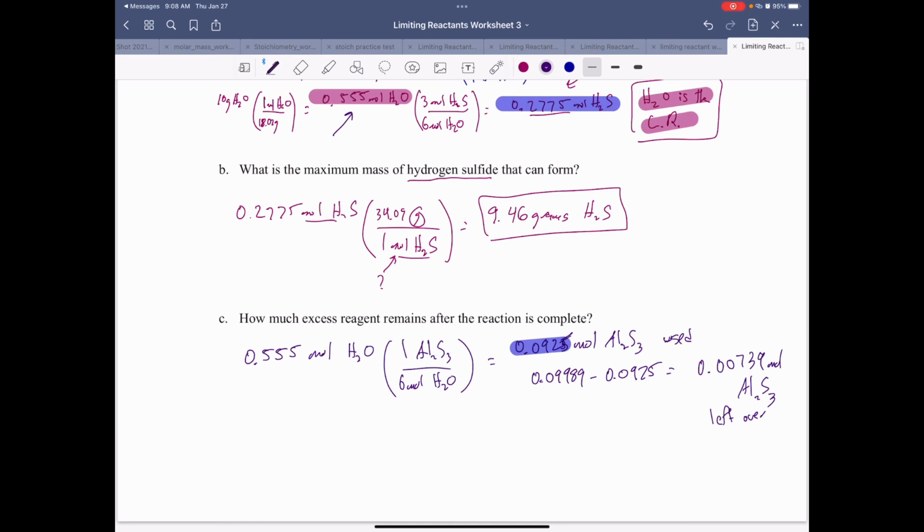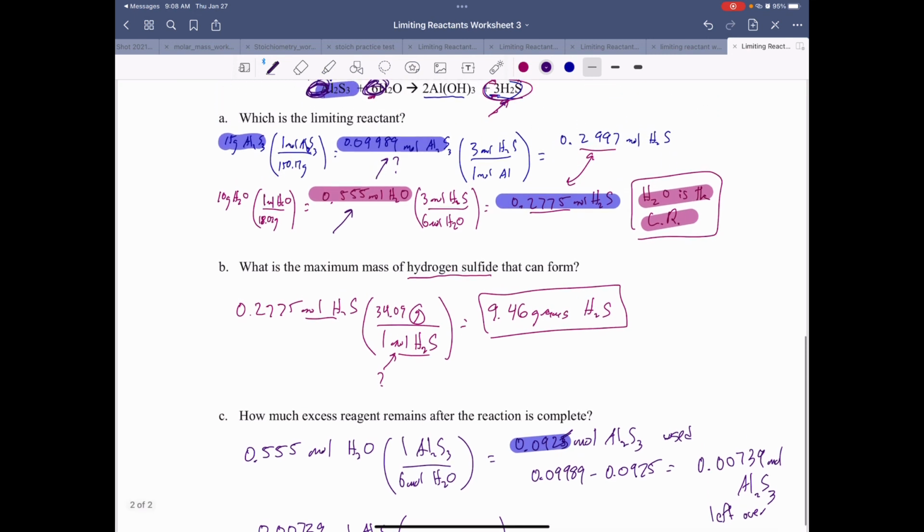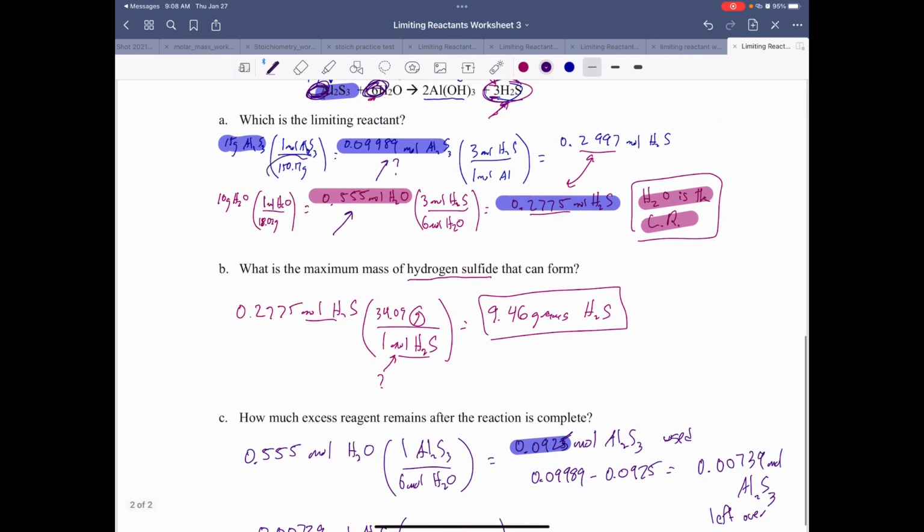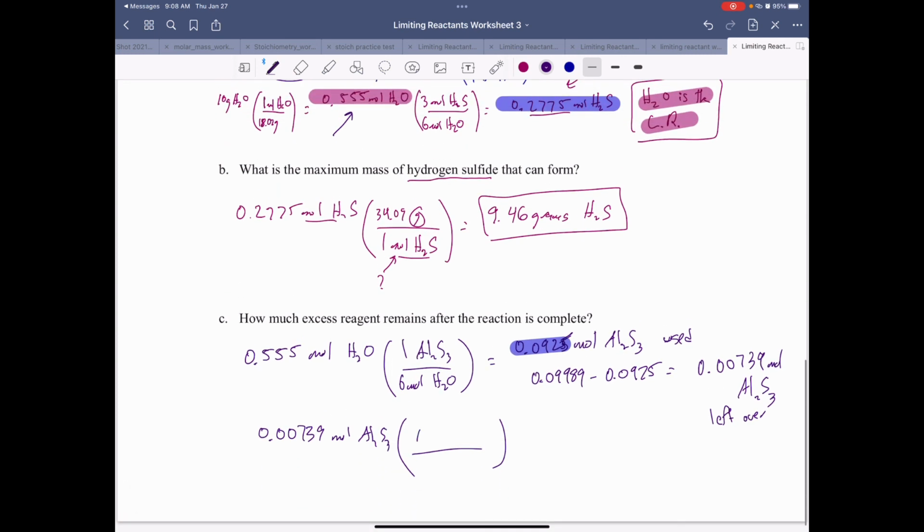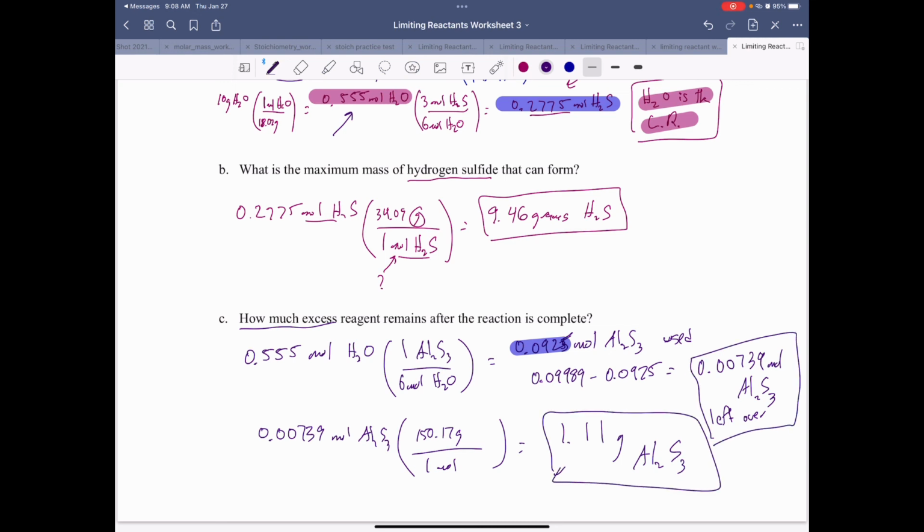It doesn't ask us for the grams, but just to carry this through, just in case, 0.00739 moles of, how many grams is that? I don't have to recalculate. I already figured out that the molar mass was 150.17. So 150.17 grams for 1 mole of that stuff. So times 150.17, looks like we have 1.11 grams. The question didn't specifically ask for the mass. It just said how much, but just in case, here's how you would do it both ways. Ta-da!